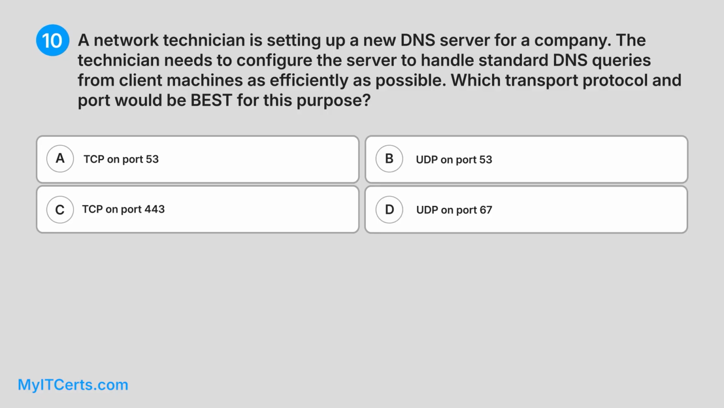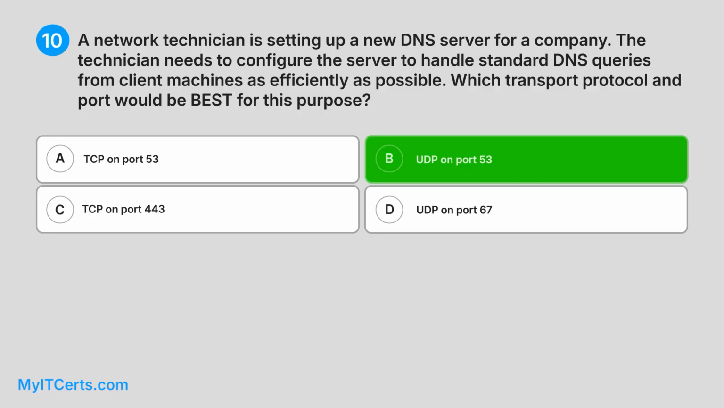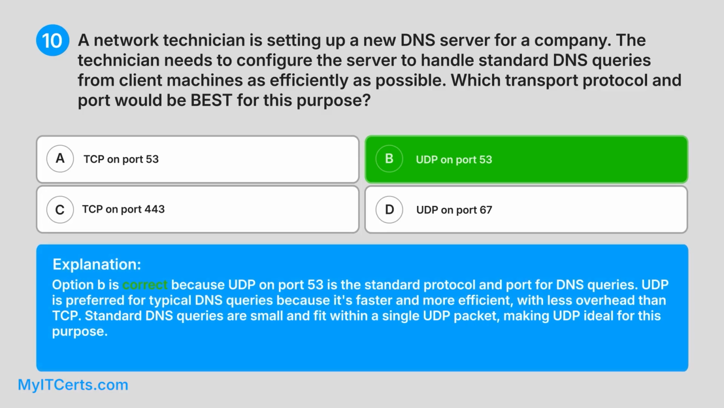Correct answer: B. UDP on port 53. Explanation: Option B is correct because UDP on port 53 is the standard protocol and port for DNS queries. UDP is preferred for typical DNS queries because it's faster and more efficient, with less overhead than TCP. Standard DNS queries are small and fit within a single UDP packet, making UDP ideal for this purpose.